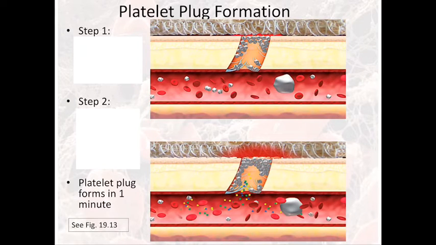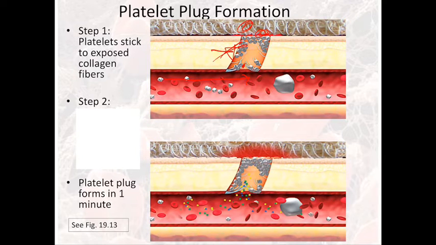Okay, so step one in the platelet plug formation. In this image here, we've got the blood vessel here. We have a break in the blood vessel that's shown by this. Blood is leaking out here into the tissue. Some collagen fibers shown here are interacting with the platelets. That causes them to start forming a plug. So step one is platelets stick to the exposed collagen fibers.